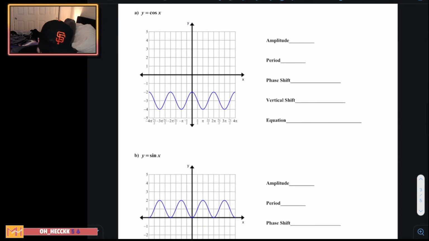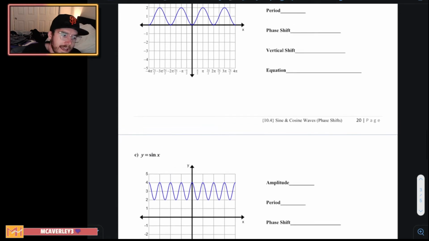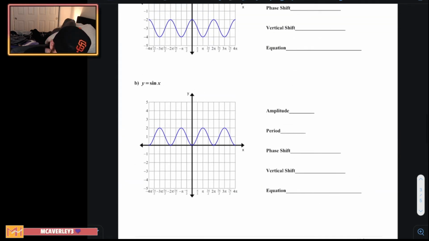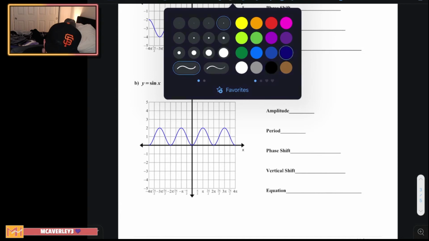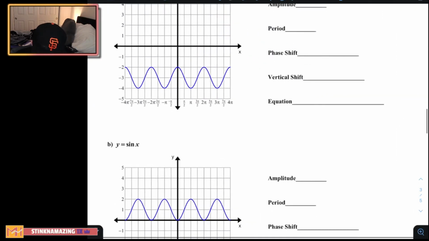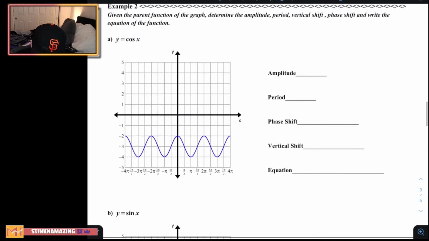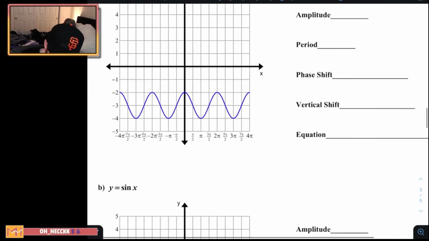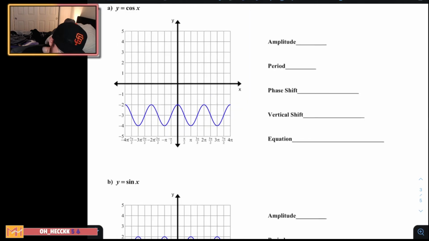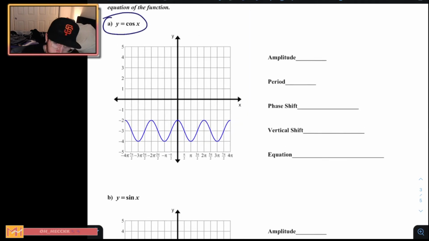All right, last set of problems. We are looking at the graphs and coming up with the details. So let's look at, well, okay, whatever. Let's just start with the first one. What do we got going on here? So this is the cosine function.